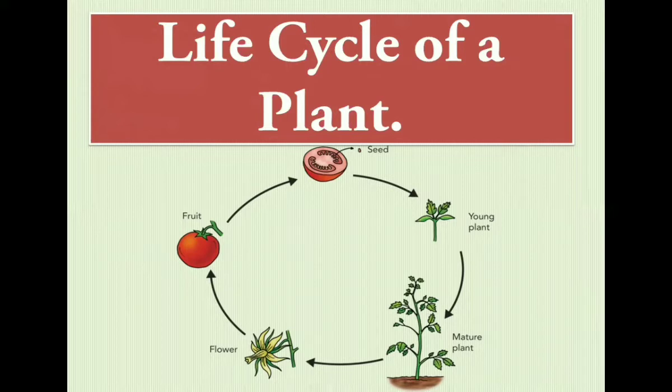First, we will have a seed of the fruit tomato. We will plant it deep into the soil. It will become a young plant, then into a mature plant. The mature plant will have flowers. The flower will turn into the fruit. The fruit will give us seeds.